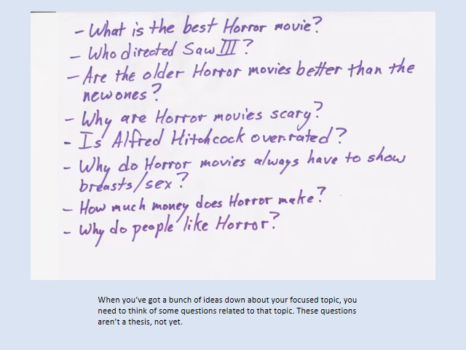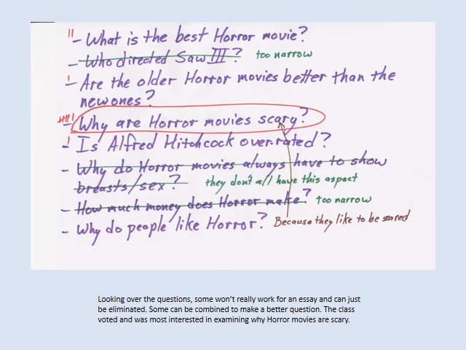So after you come up with a whole bunch of questions, then you can start looking at, do these make good questions that will lead to a good paper? What's the best horror movie? Is that arguable? Maybe. And a couple people liked that in the previous class. Who directed Saw 3? Well, that's one sentence. I forget the person's name, but this person directed Saw 3. That's it. You're not going to write a whole essay on that, and it's not debatable.